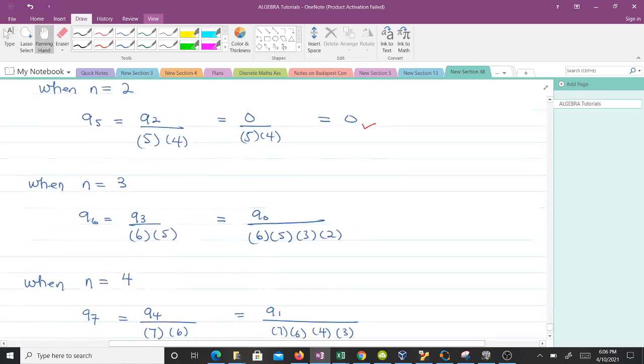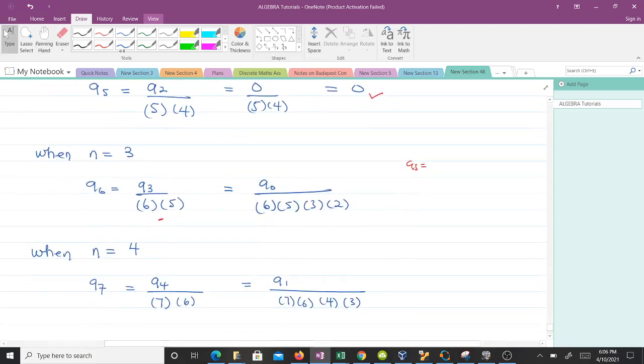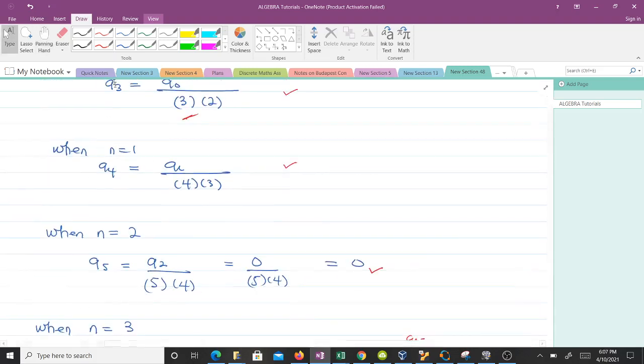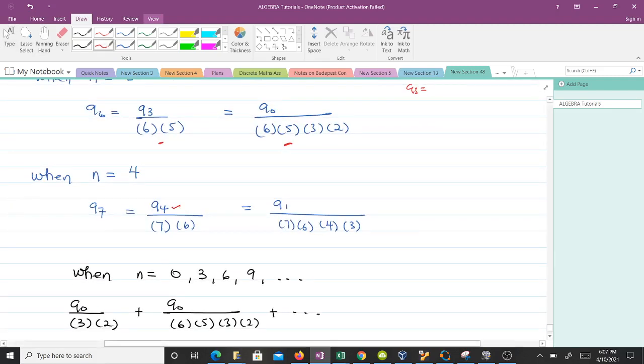So we continue with it. When n is 3, we will get a6 will be equal to a3 over 6 times 5. But a3 is this here. So we can make another substitution, and that will give us a0 over 6 times 5 times 3 times 2. Then when n is 4, you get a7 will be equal to a4 over 7 times 6. But a4, we found here. So we can make substitution and we get a1 over 7 times 6 times 4 times 3. So we can continue this when n is 5, 6, 7, 8, 9.